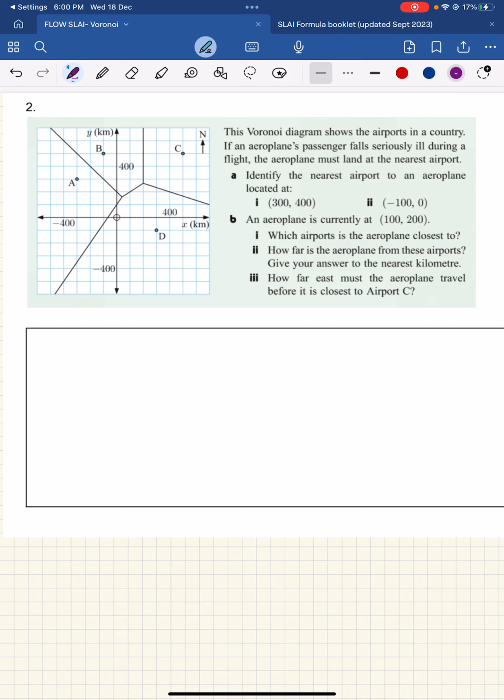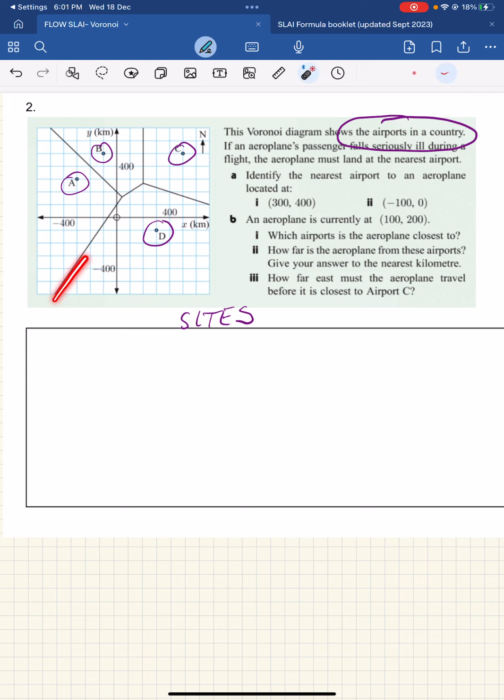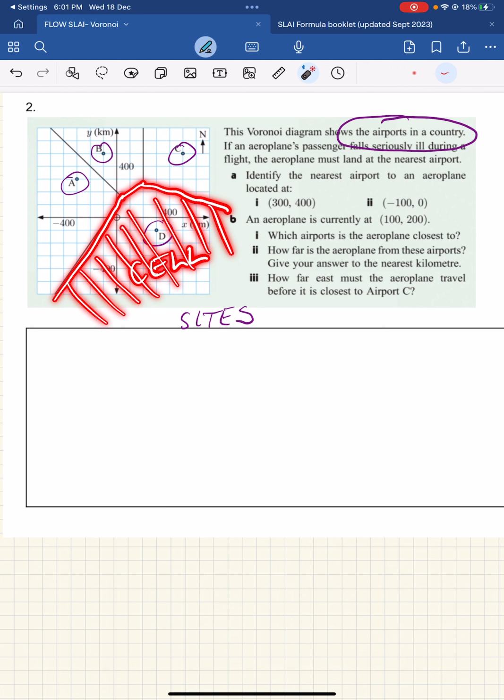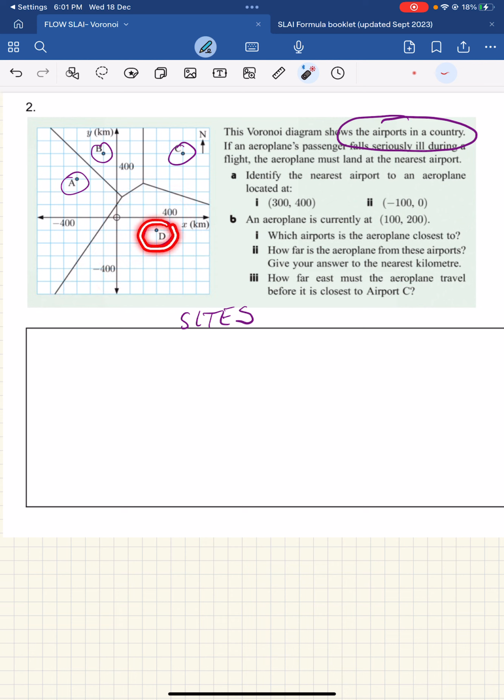Okay, so this question is about a Voronoi diagram representing airports in a country, right? So we've got to understand that these letters are called sites. These are sites, and they represent the airports. The whole point about a Voronoi diagram is that the edges of the cell mark the space, and anything inside that cell is closest to airport D. So that's how we're going to attack the first question.